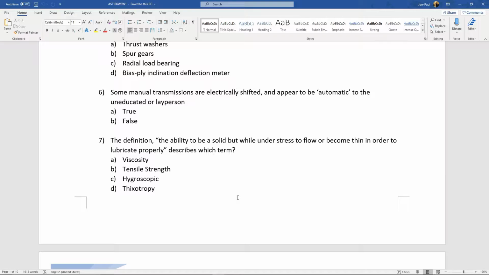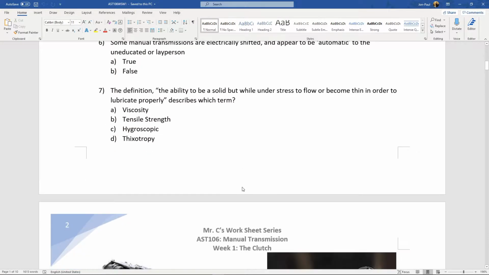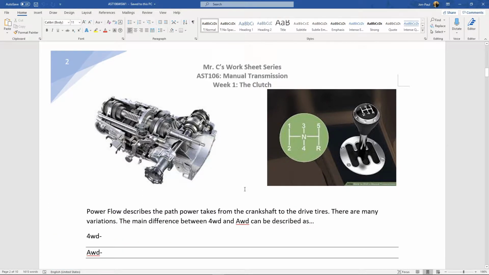I hope you remember the word hygroscopic from any time I go to talk about brake fluid or the desiccant in the HVAC system. So the word here is thixotropy, and it's on here because it was on my ASE test and I had no idea what it was. So I'm trying to do you a solid, and you've seen it, maybe you'll remember it. Let's get down here to page 2.